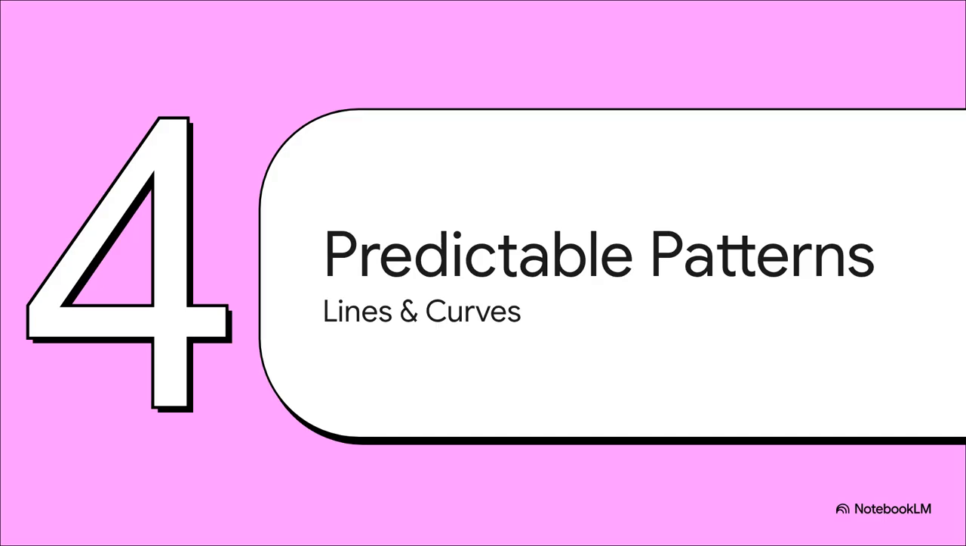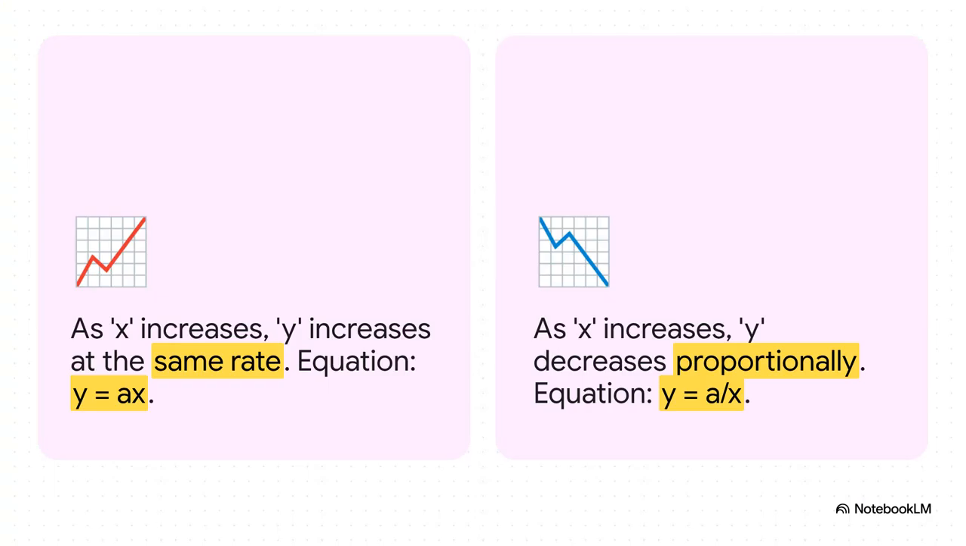Now, some of these stories show up over and over again in nature, in science, in economics, everywhere. They're so common that their graphs have very predictable, recognizable shapes. Let's look at 2 of the absolute biggest ones you'll ever see. We call these relationships direct proportion and inverse proportion.